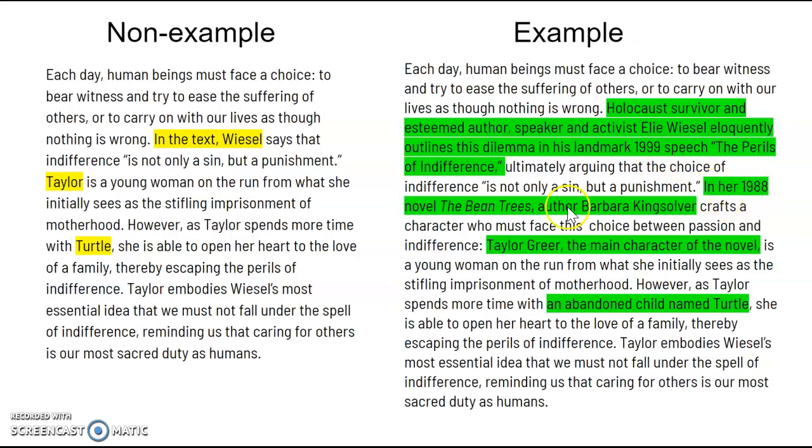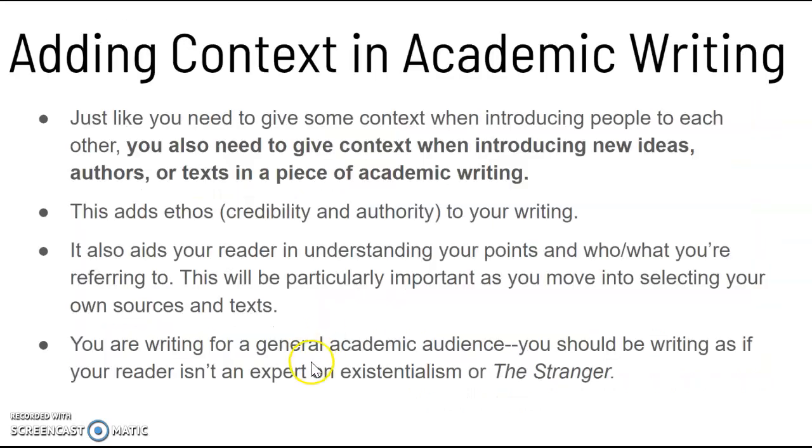Similarly, "in her 1988 novel The Bean Trees, author Barbara Kingsolver." Now we know where Taylor comes from. We know what kind of text. We know the full title, the author's full name, as well as the year it was published. When you write like this, you give your reader a lot more information and background knowledge. Again, assuming that you are writing for a general academic audience that doesn't know everything about your texts, isn't an expert on what you're writing about.